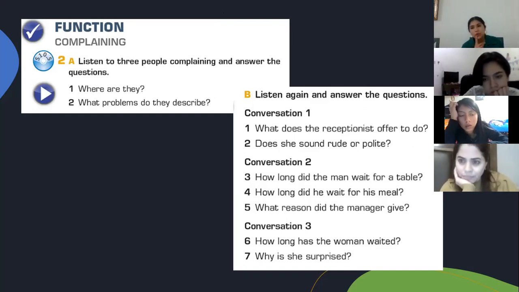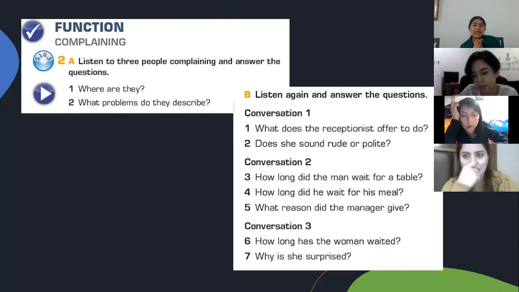The second person, where was the second person? Who is the second person, teacher? The second person is the one who was complaining about the service in the conversation too.